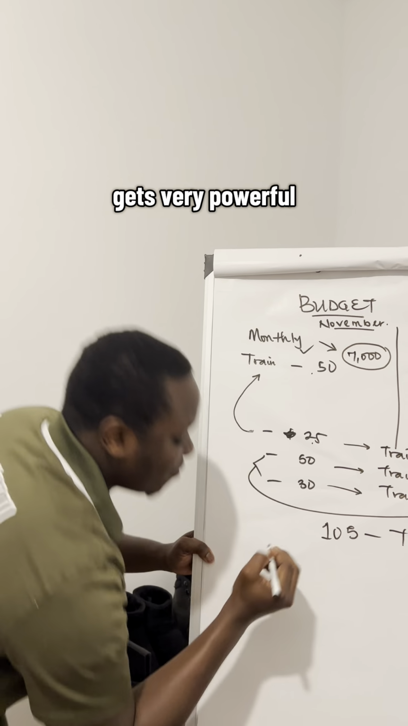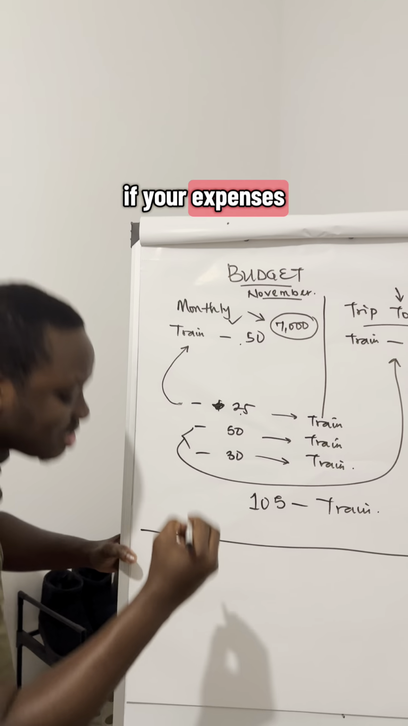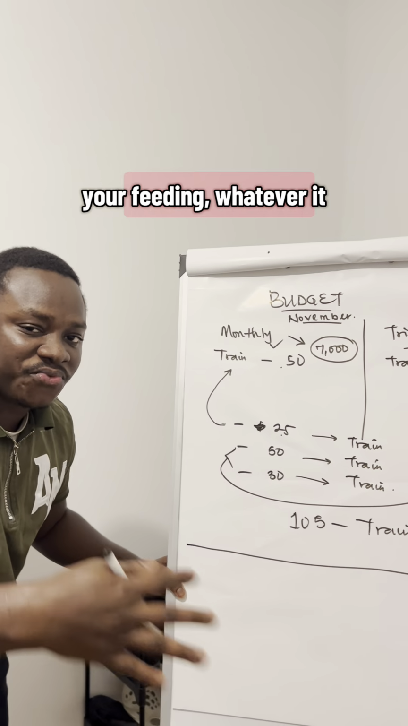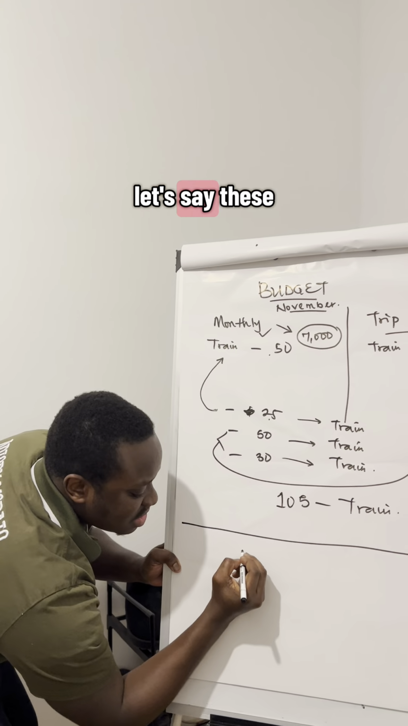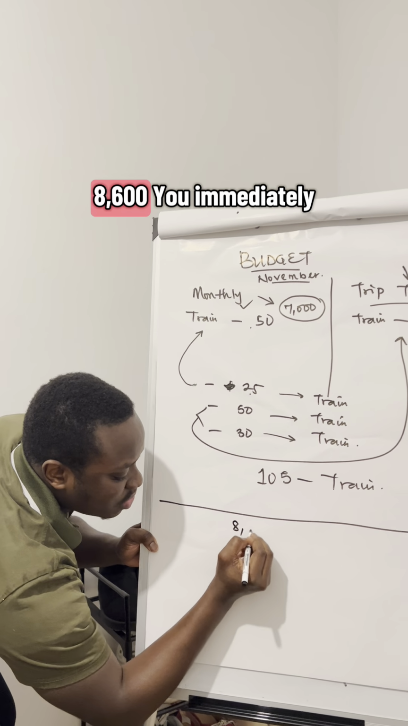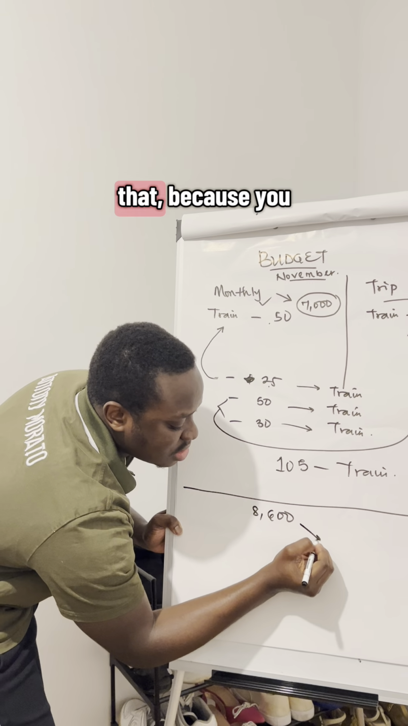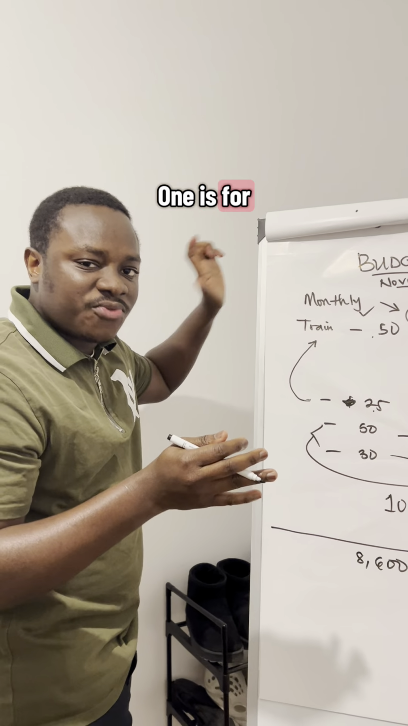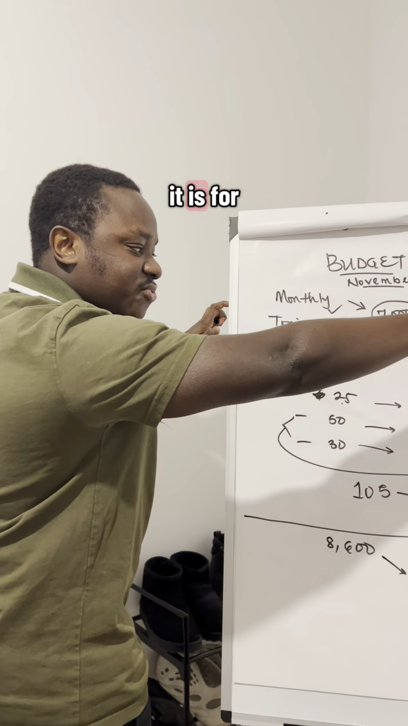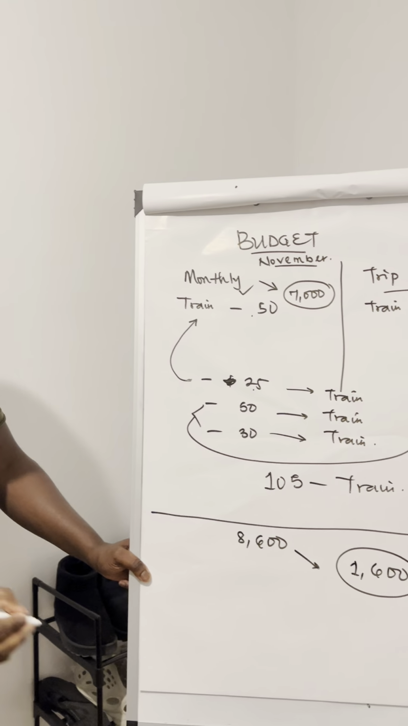Now, where this gets very powerful is when you are planning that budget, if the expenses that you are planning to spend, your rent, your feeding, whatever it is, are separate from your trip to Spain, right? Let's say these expenses get to 8,600. You immediately see a warning that because you have money in your Revolut account, but everything is not spendable. A part of it is for the car, a part of it is for the trip. It already gives you a warning that you are 1,600 euros short of this budget, right?